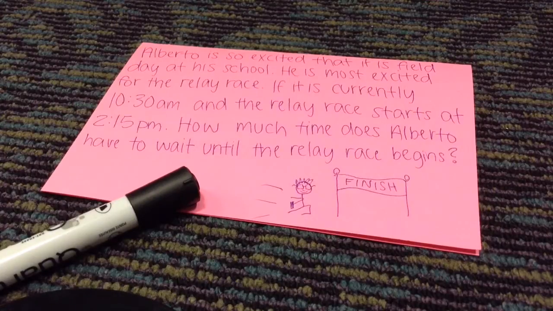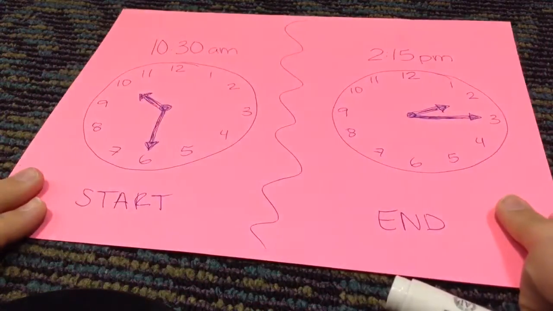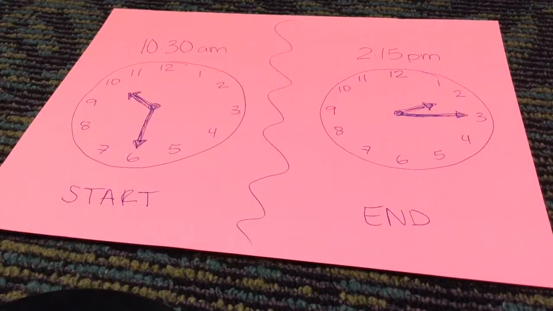begins? So first, let's take a look at an abstract representation of our problem. Alright, so on the left, we have a clock that shows 10:30 a.m. with the hour hand pointing towards the 10 and the minutes hand pointing towards the 6 to represent 30 minutes. This is our start time. On the right, we have a clock that shows 2:15 p.m. with the hour hand pointing towards the 2 and the minutes hand pointing towards the 3, which represents 15 minutes. This is our end time.